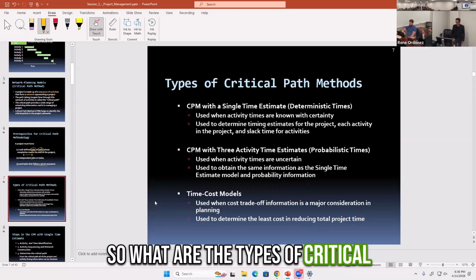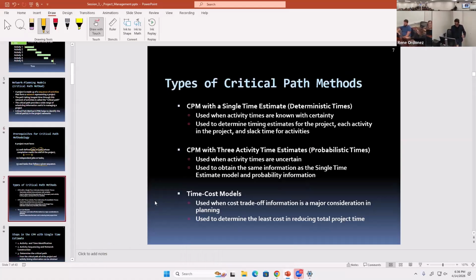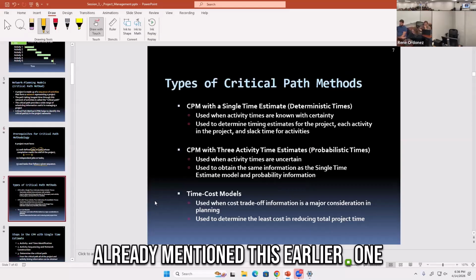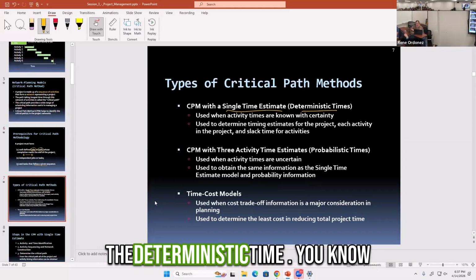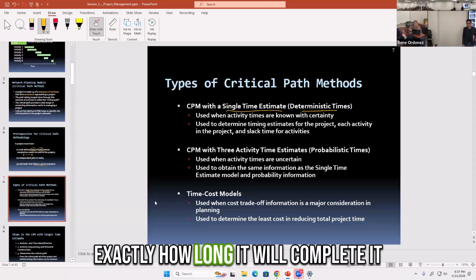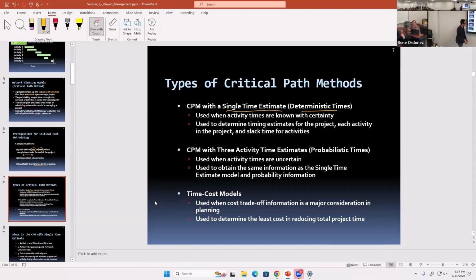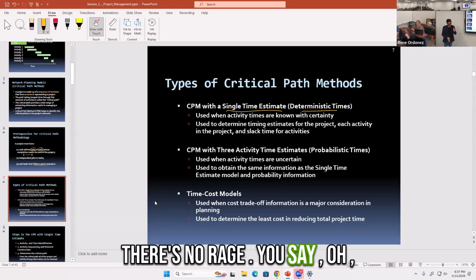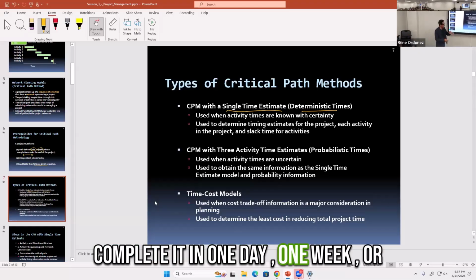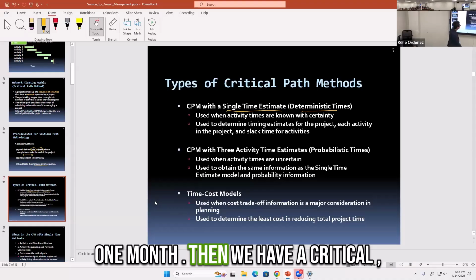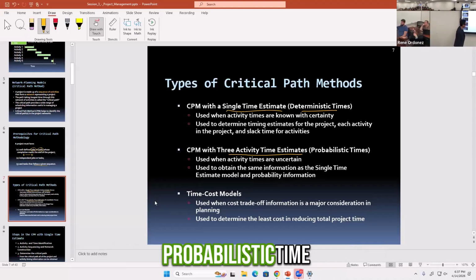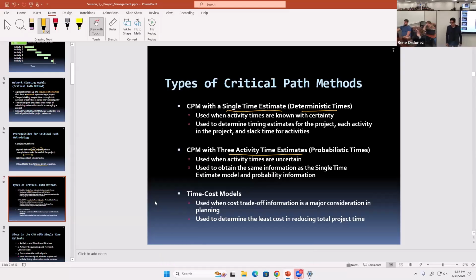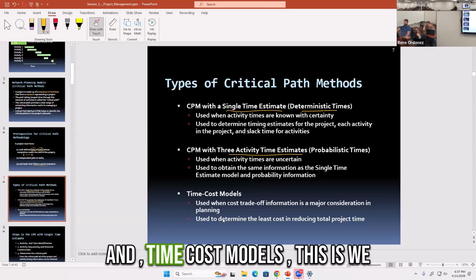So what are the types of critical path methods? Already mentioned this earlier. One is you have a critical time estimate, the deterministic time. You know exactly how long it will take to complete an activity. There's no range. You say it'll complete in 1 day, 1 week, 1 month. Then we have the critical path method with time estimates, a probabilistic time. Right? And time cost models.